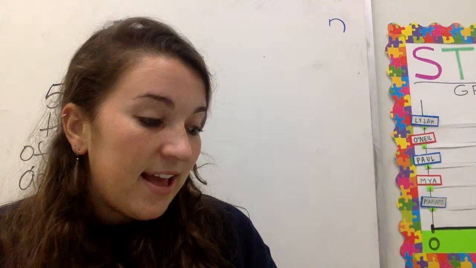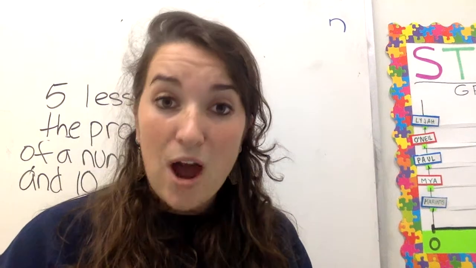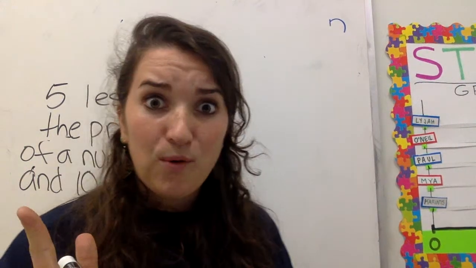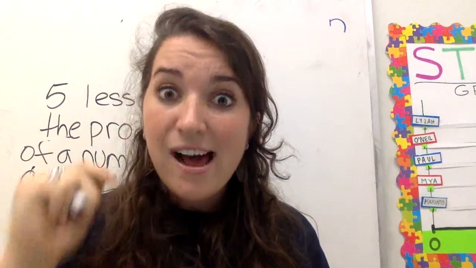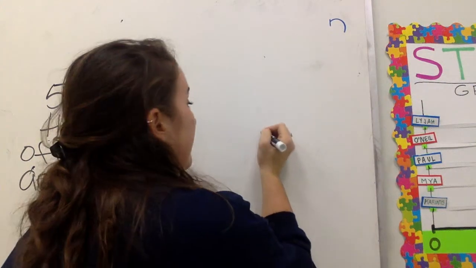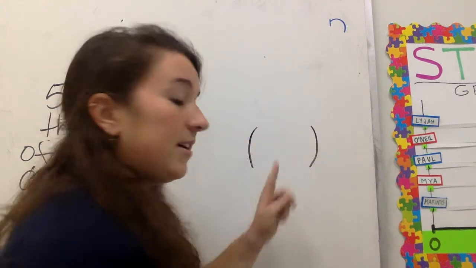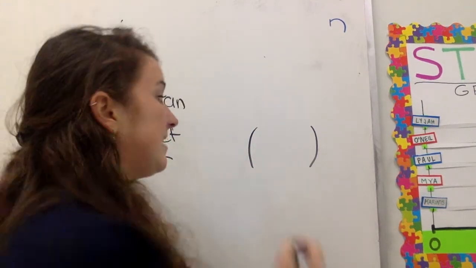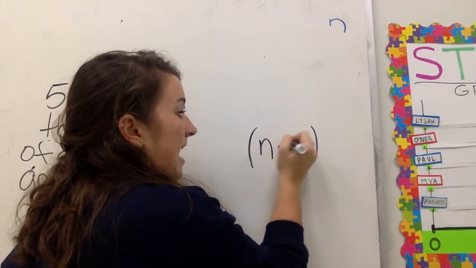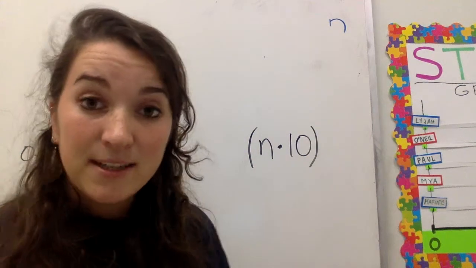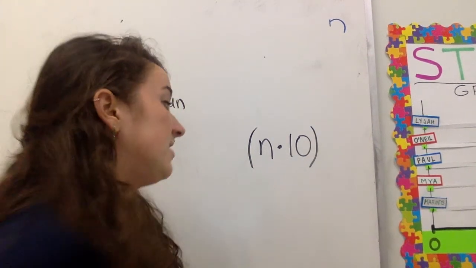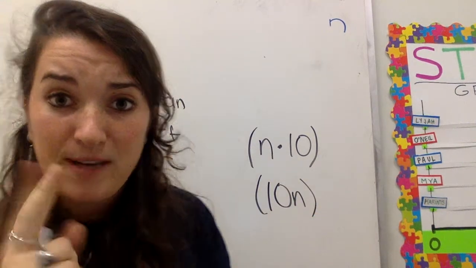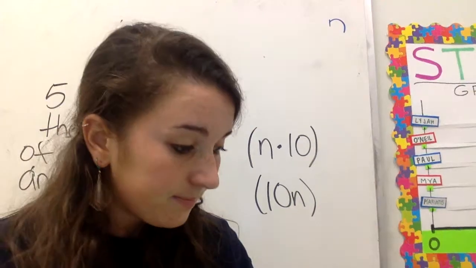So for letter A, write an expression for the product of a number and 10. So I see the word product, that means parentheses. Before I even get started, I'm going to put parentheses around it. And it's asking for the product of a number and 10. That means a number times 10. So that's all I need. This is the same as doing 10n, because if we have multiplication, we can flip the numbers around.